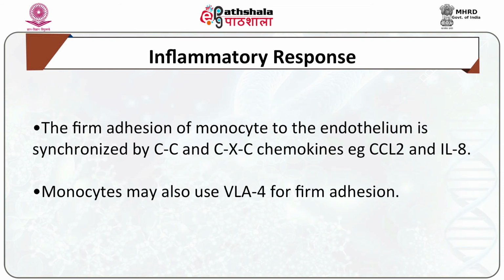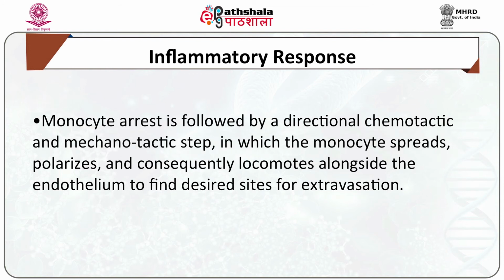The firm adhesion of monocytes to the endothelium is synchronized by CC and CXC chemokines. That means they should have a corresponding CCL receptor along with interleukin 8. Monocytes may use VLA-4 for firm adhesion. The monocyte arrest is followed by a directional chemotactic and mechanotactic step in which the monocyte again spreads, polarizes, and consequently locomotes alongside the endothelium to the desired sites for the extravasation.